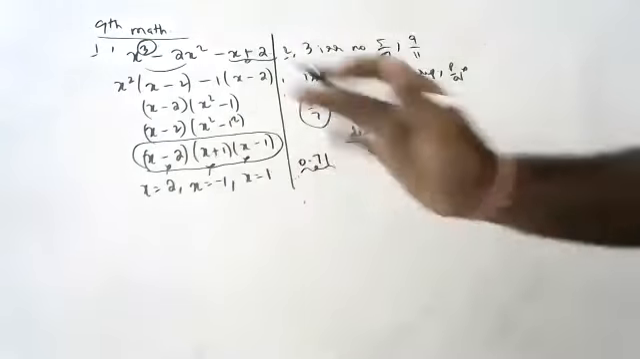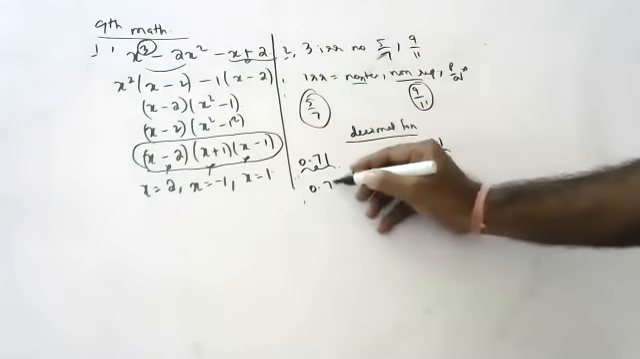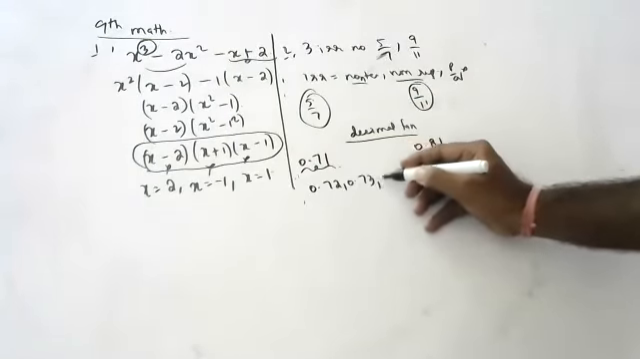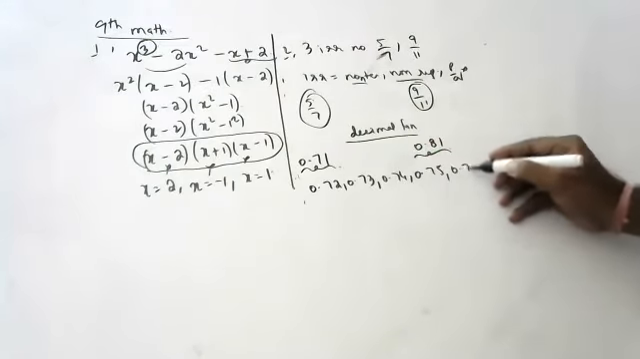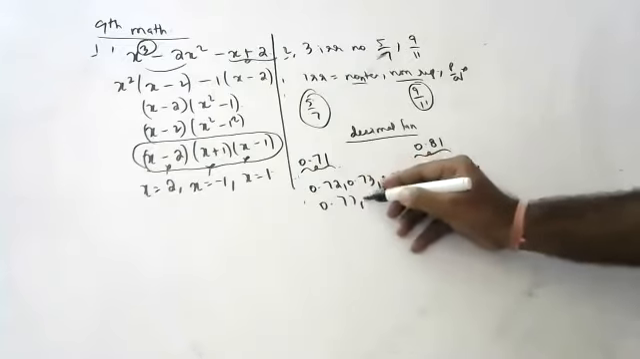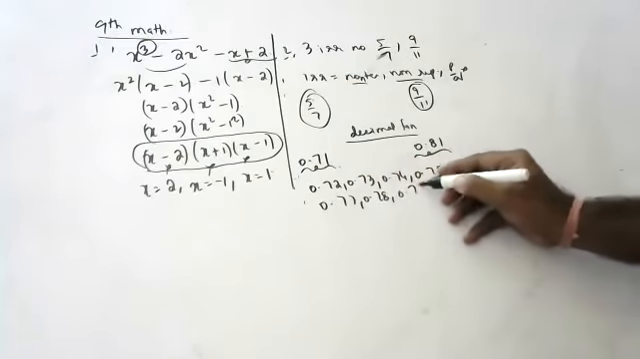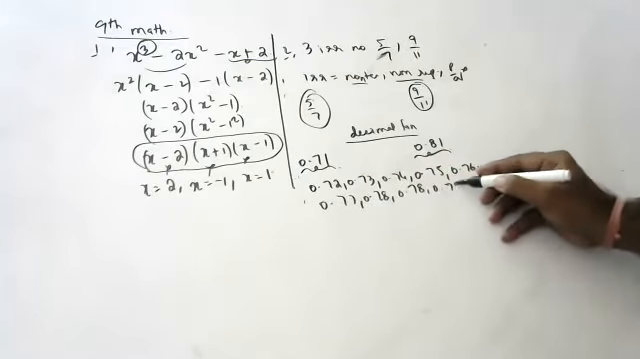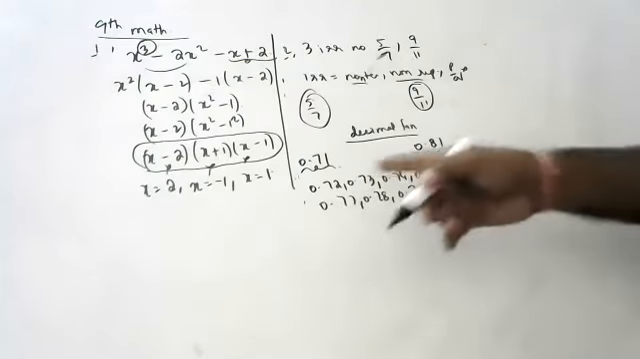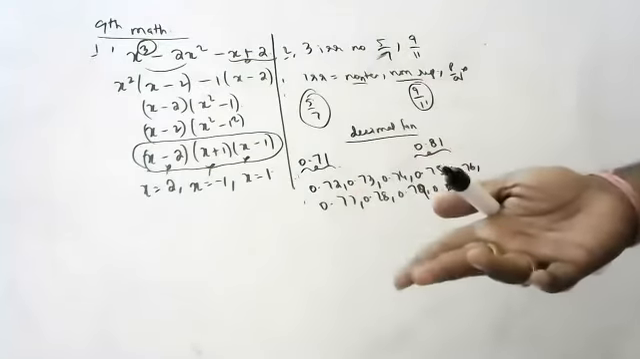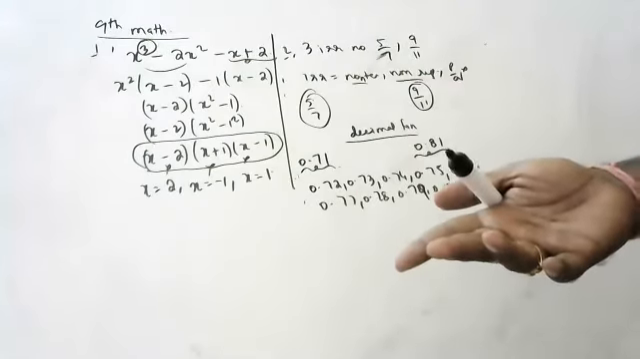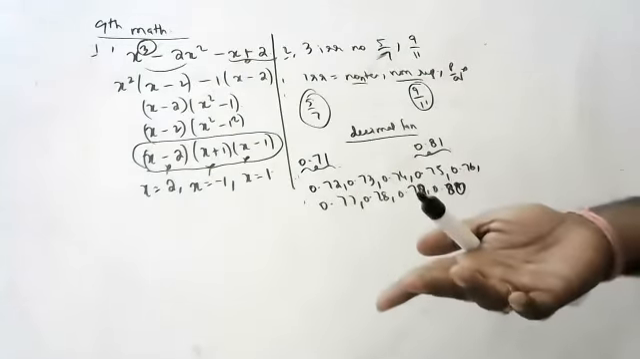So between 0.71 and 0.81, I want a rational number first, sir. Okay, 0.72 you can write, 0.73, 0.74, 0.75, 0.76, 0.77, 0.78, 0.79, 0.80. That's all, children, or will you get any more? We'll get more. How many more will you get? Infinite. Fantastic, Sharma. Very good.